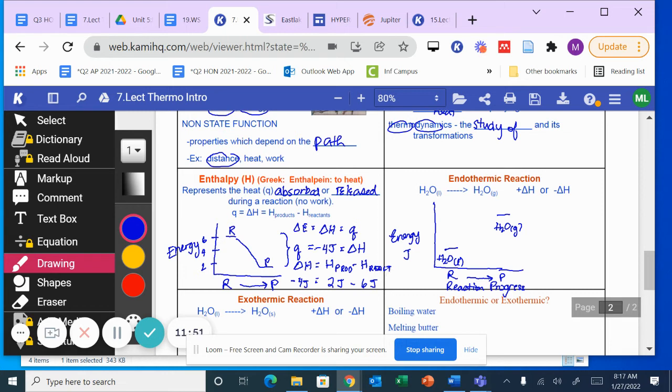From a liquid to gas, you have to climb a hill. That means I don't have that much energy, so you're going to give me energy. I'm going to have more and more energy until I become a gas. You see that? Do you think this is endothermic or exothermic? Endo. Endo means heat goes in.